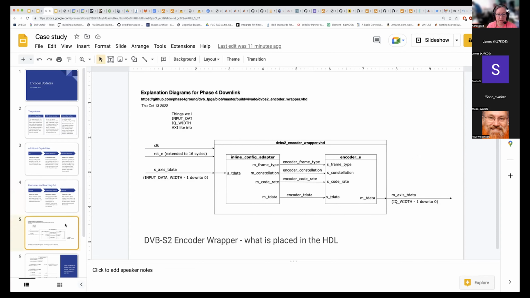So here's what the encoder currently looks like. This is what the wrapper looks like. This is what gets placed in the HDL. And the two main chunks of it, well, you have input data and output data, of course. And in our case, we're taking in data from BB frames. So it's at the baseband frame level.